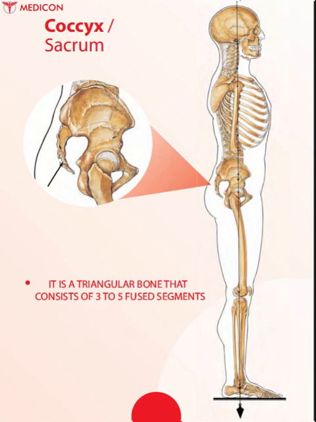Coccyx. The coccyx is a triangular bone that consists of 3 to 5 fused segments, the largest of which articulates with the lowest sacral segment.